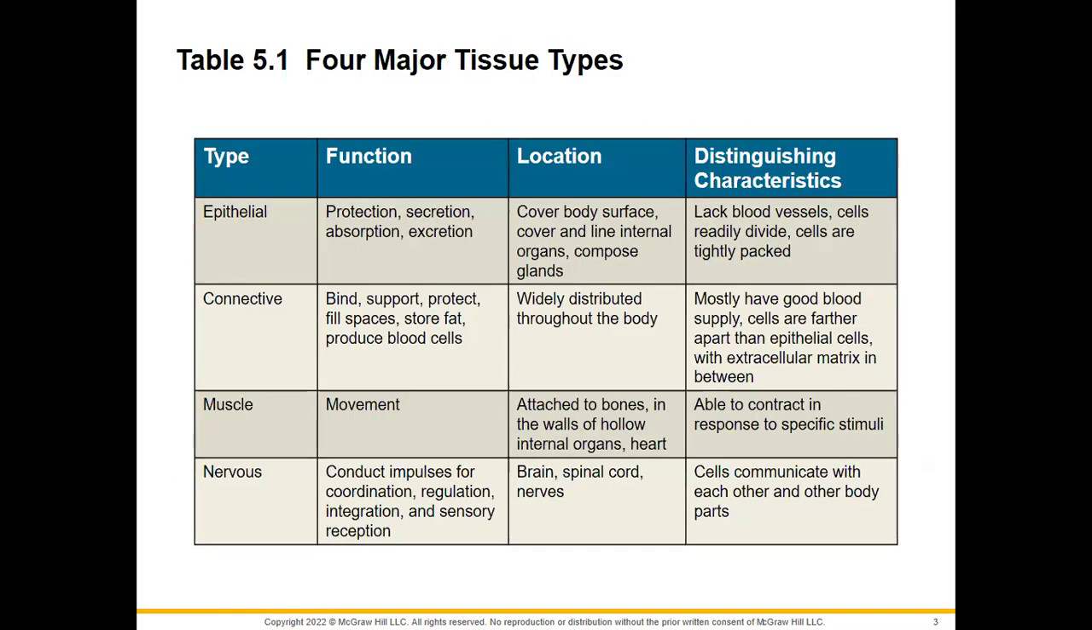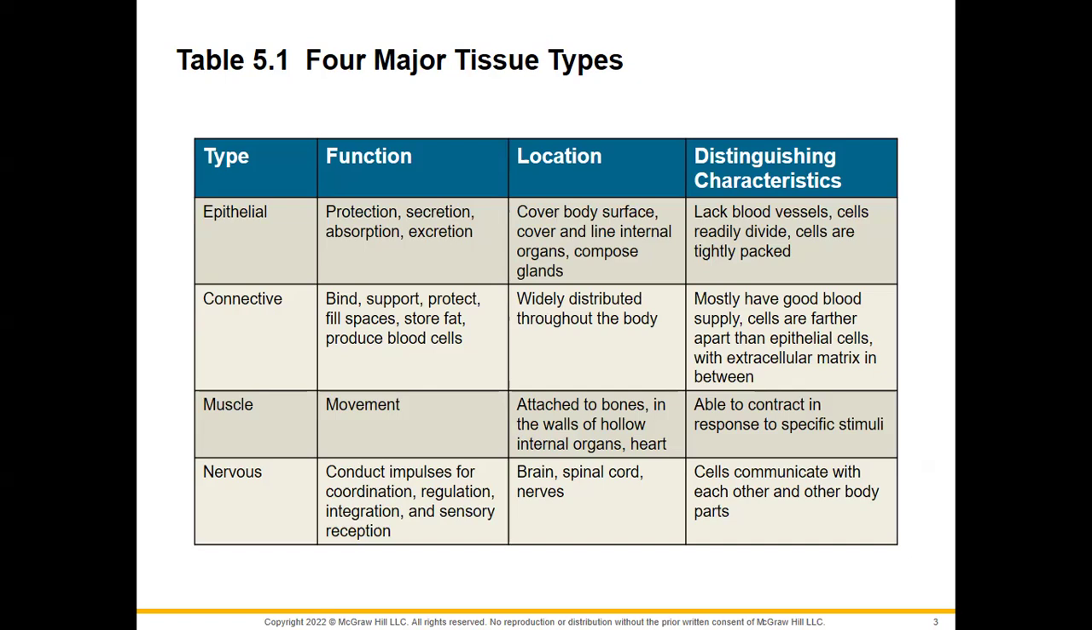Each of these four will have different functions. They'll be located in different places throughout the body. Of course, similar types of tissues will be located in similar types of locations. So keep that in mind as you're studying these. For those of you who are visual learners, you may want to use this type of graph in order to visualize and understand the differences between the four different types of tissues.